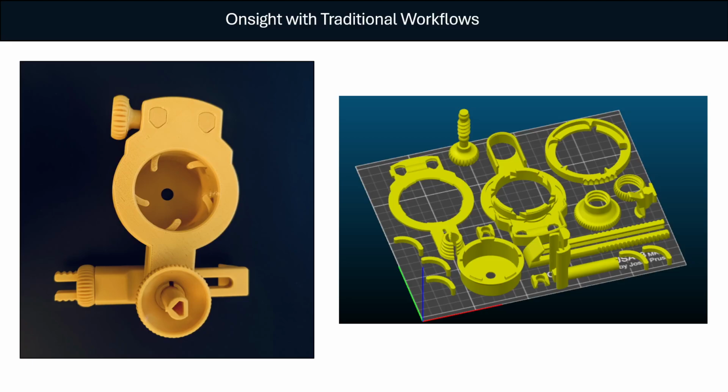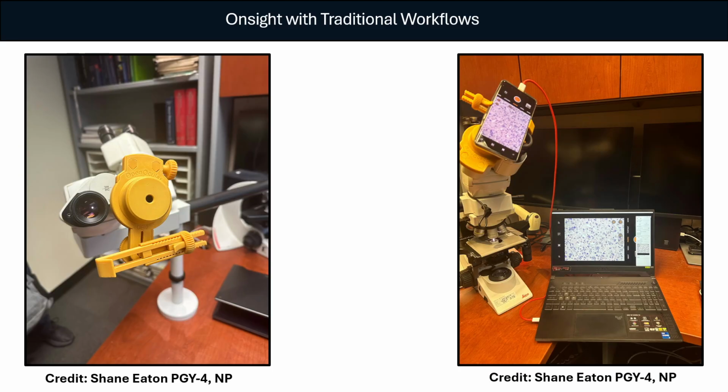So, knowing that many institutions do not use digital slides for diagnosis, we wanted to make OnSight relevant to traditional workflows as well. Using a microscope adapter that can be purchased from websites like Amazon for less than $20, you can use your phone's camera to adapt it for OnSight. Alternatively, you could also 3D print the adapter for less than $1.